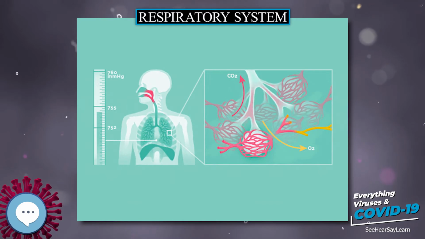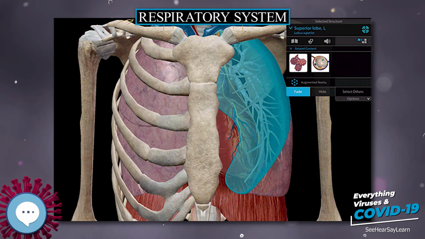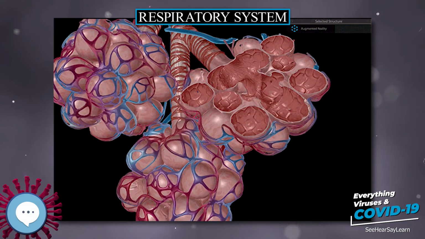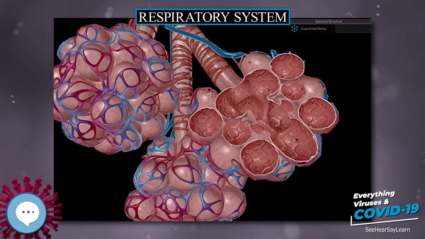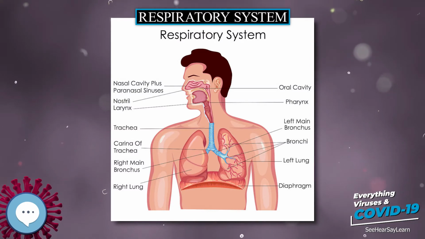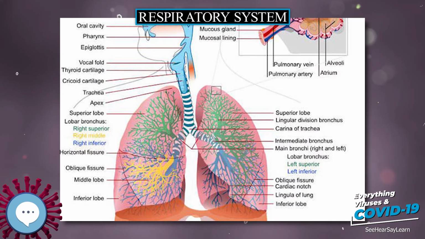This contrasts with the composition of the dry outside air at sea level, where the partial pressure of oxygen is 21 kilopascals, or 160 mm Hg, and that of carbon dioxide 0.04 kilopascals, or 0.3 mm of mercury.